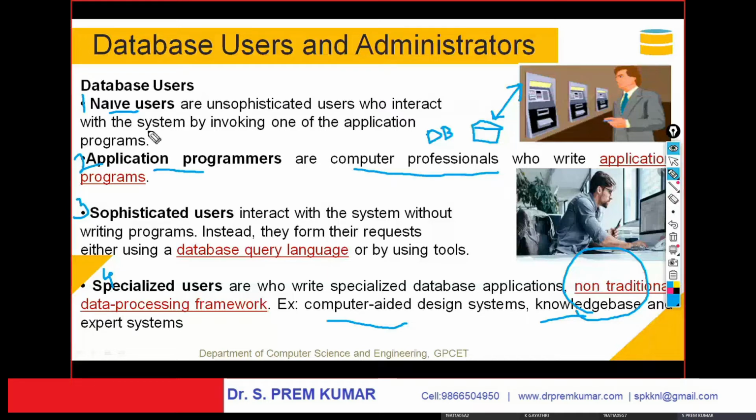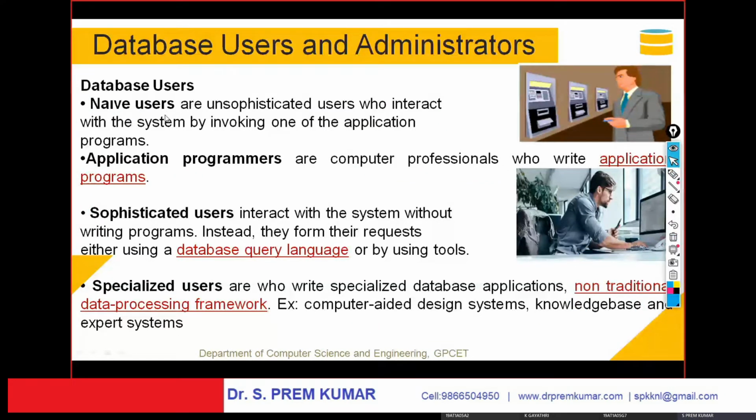Remember, coming to the database users, we have naive users, application programmers, sophisticated users, and specialized users. You need to memorize all these users: naive users, application programmers, sophisticated users, and specialized users. These are different types of users. Specialized users use the database for non-traditional purposes.